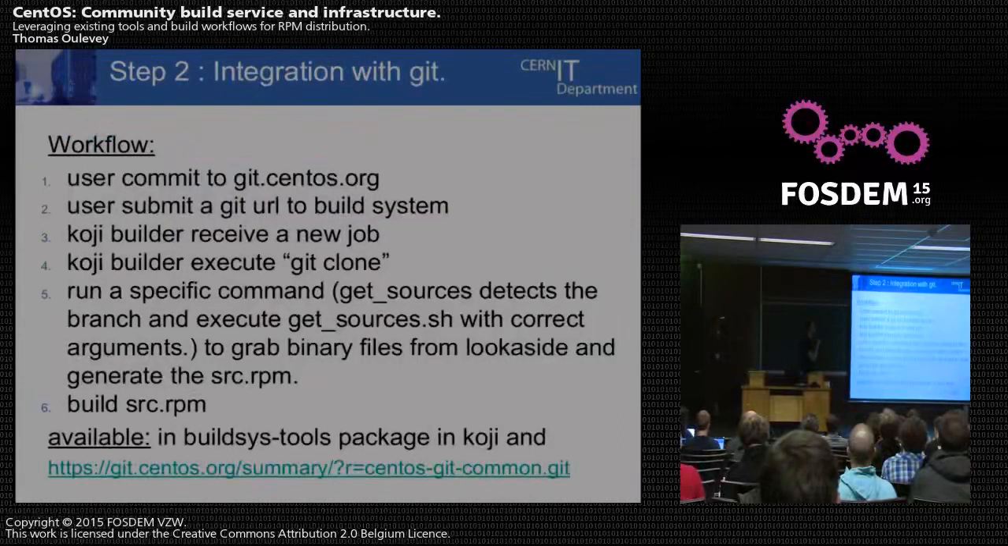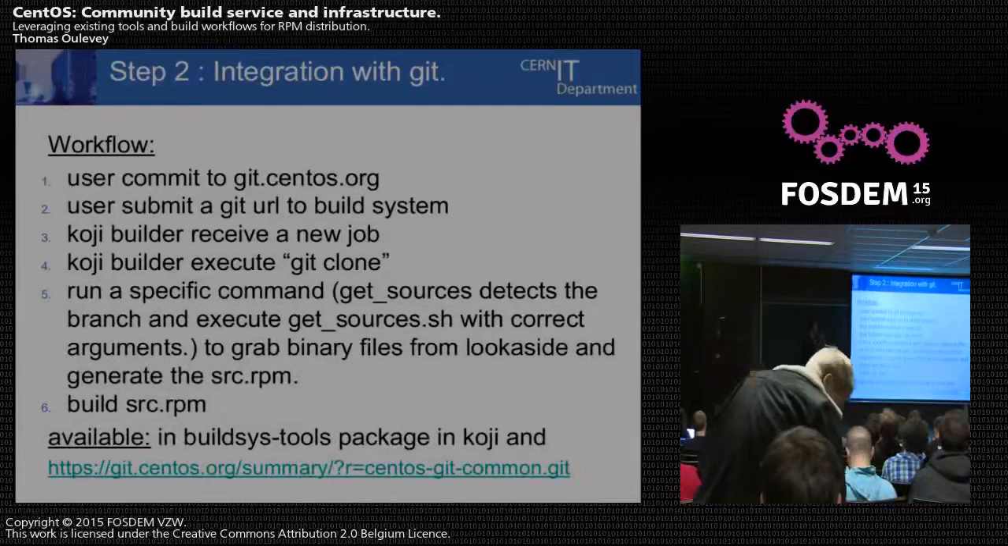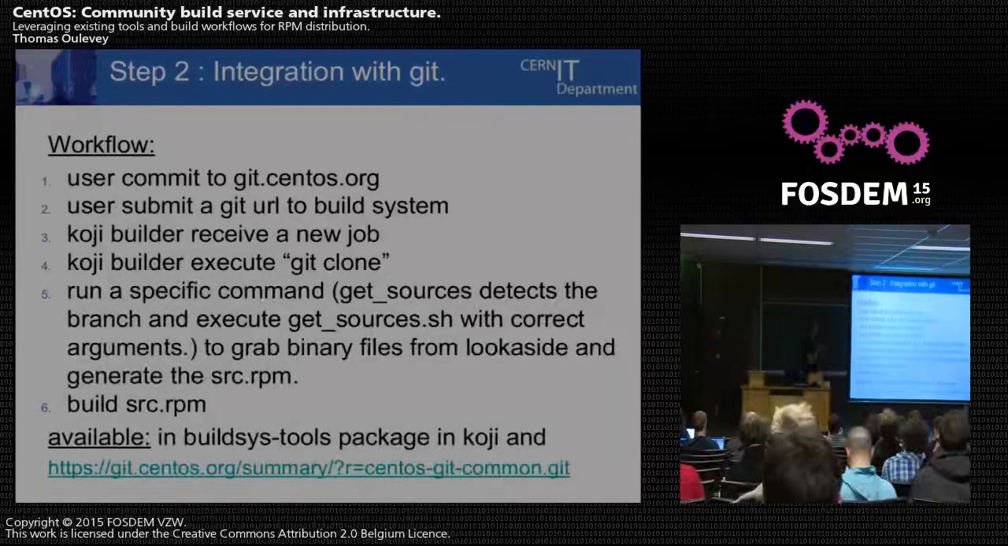Now I wanted to speak a bit about the integration with Git. So this is the workflow. A user commits to Git. Then the user submits a Git URL to the build system. Then the builder receives the job. The Koji builder executes a Git clone from this URL. Then we have a specific command to get the binary sources for all the packages.